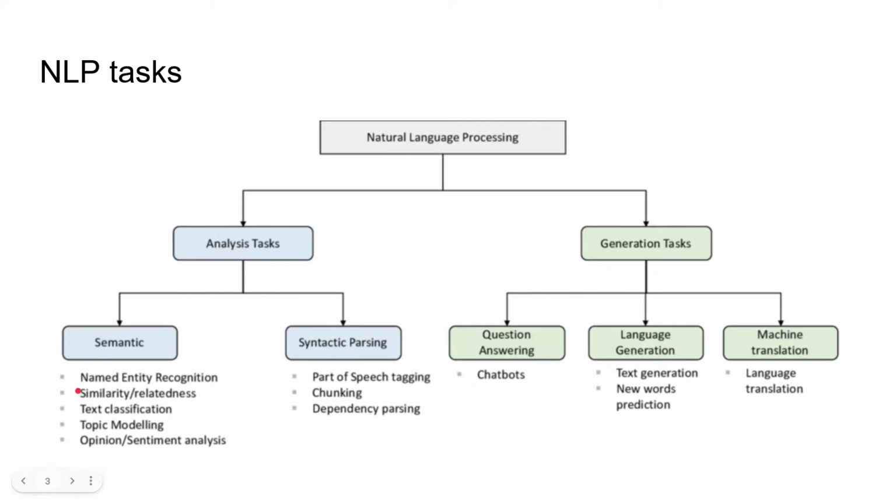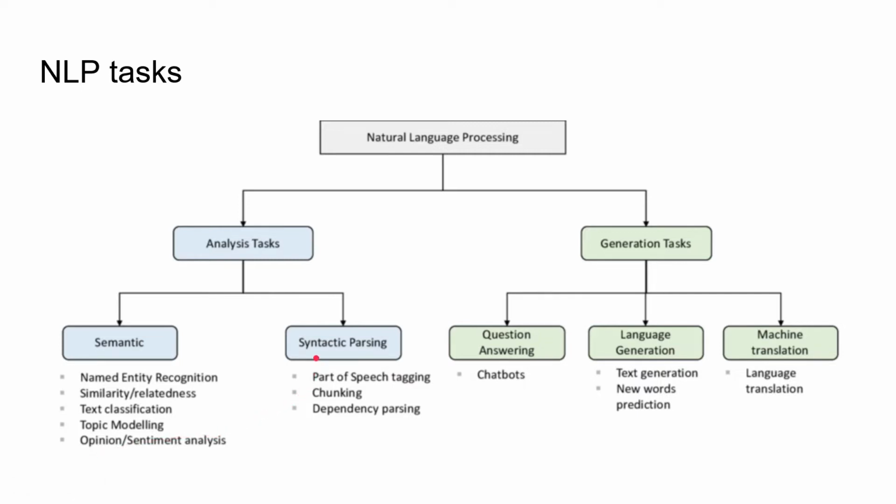Talking about semantics, we have named entity recognition, that is basically extracting entities from a text or from a document. An entity could be an address, organization name, date, person name. There are many entities. Then we have similarity identification, text classification, topic modeling, and opinion slash sentiment analysis. All of these tasks come into the semantic analysis part of natural language processing.